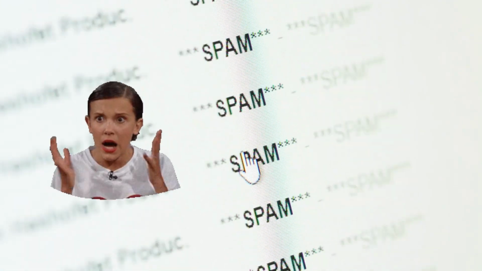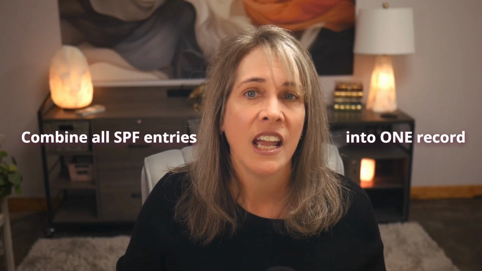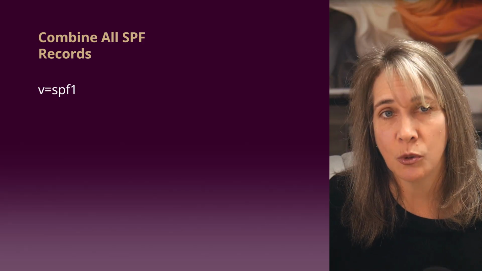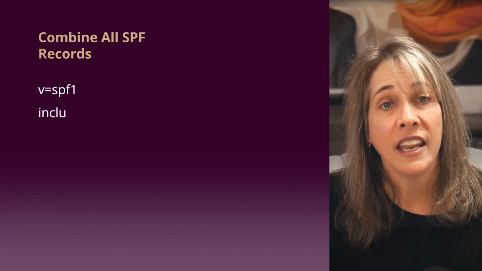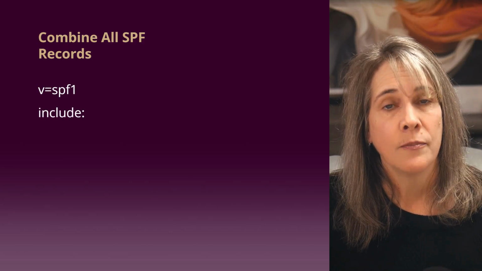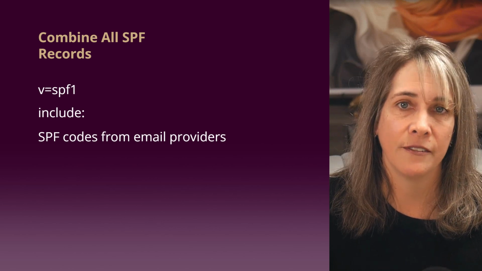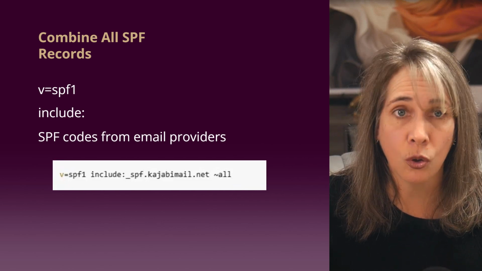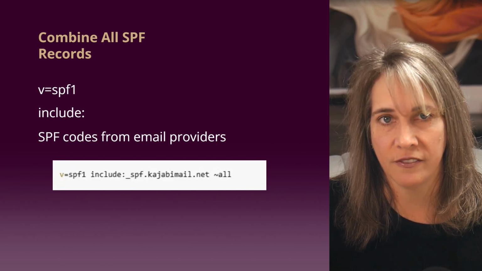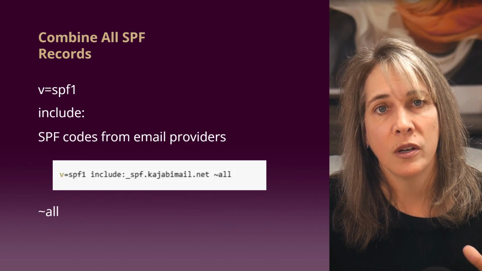Now, if that's you, to correct this, all you have to do is combine them into one single SPF record that includes all of your services. So I'm going to put here on the screen an example of an SPF record with multiple email providers. So you can see here that it's the V equals SPF1 and then include: and then you put all of the different SPF codes that each one of the providers have given you, and then you end with the all.